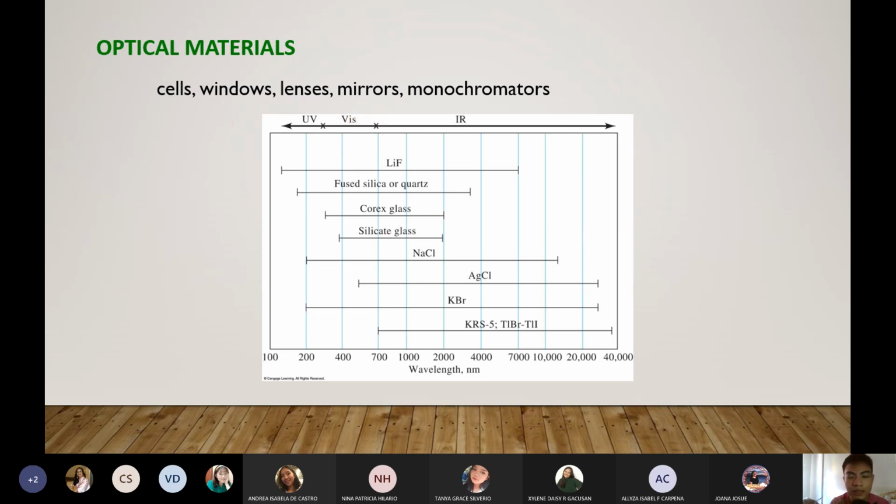So ang result, magkakaroon ka ng uncertainty sa measurement mo. Magkakaroon ka ng noise, no? Ayan. So that's why we need to use specific materials only for specific measurements. Okay? So ang ginagamit namin sa UV-Vis ay typically quartz glass, no?